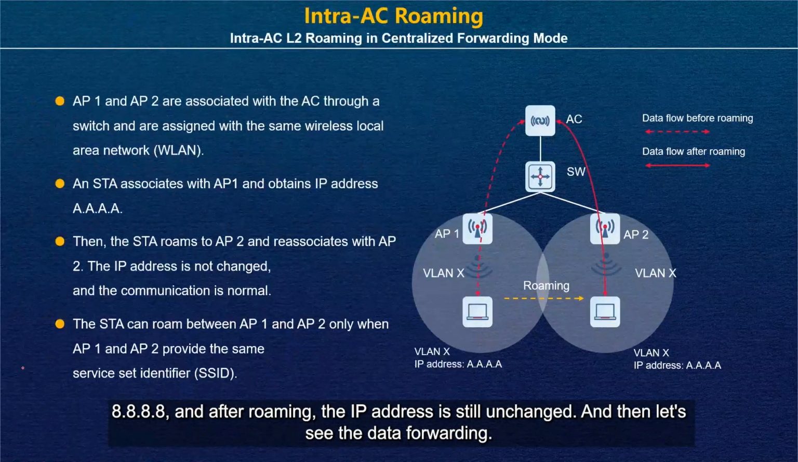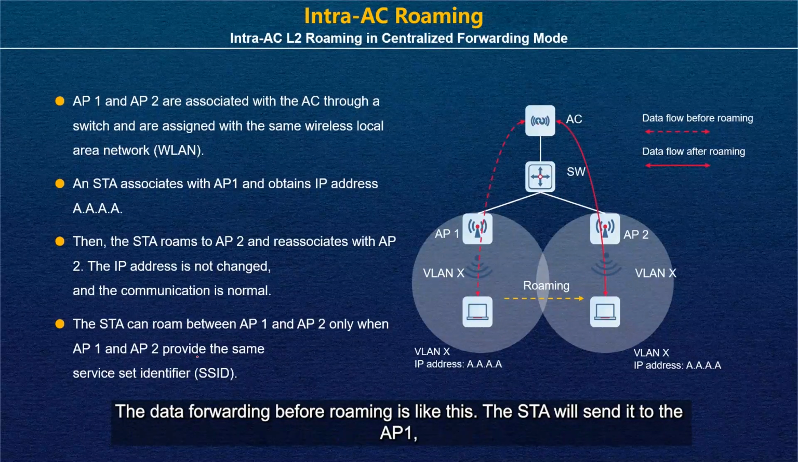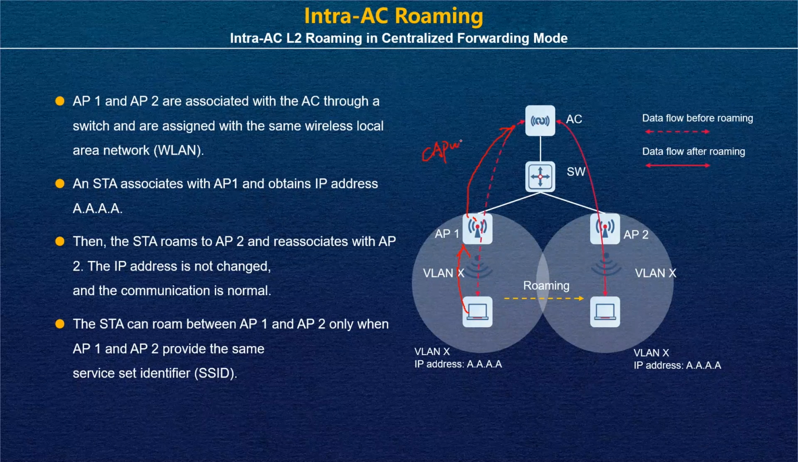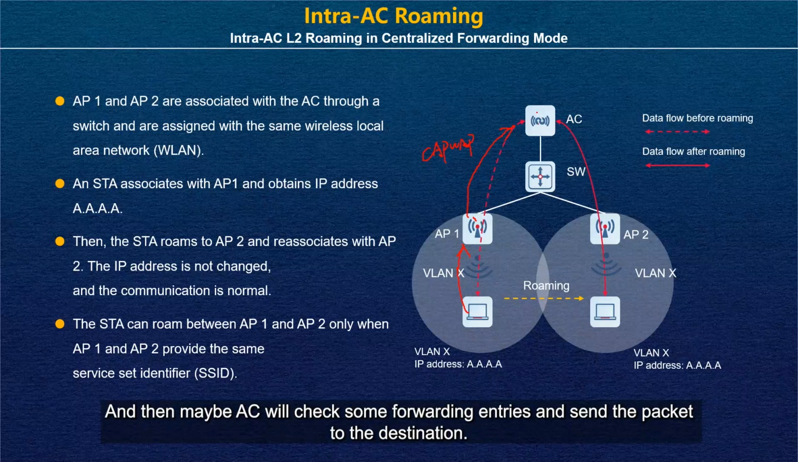Then let's see the data forwarding. The data forwarding before roaming is like this. The STA will send the packet to AP1. Since it's centralized forwarding, AP1 will send it to the AC through the CAPWAP tunnel. Then the AC will check its forwarding entries and send the packet to the destination.